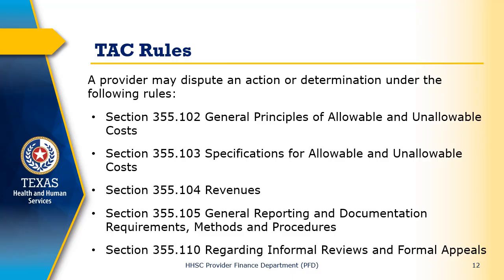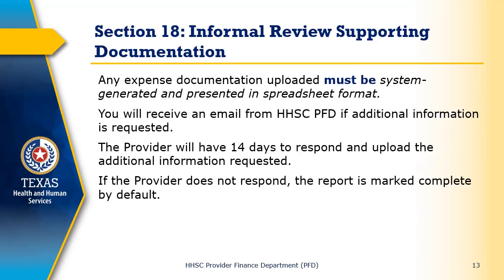Section 355.104, Revenues. Section 355.105, General Reporting and Documentation Requirements, Methods and Procedures. Section 355.110, Regarding Informal Reviews and Formal Appeals.